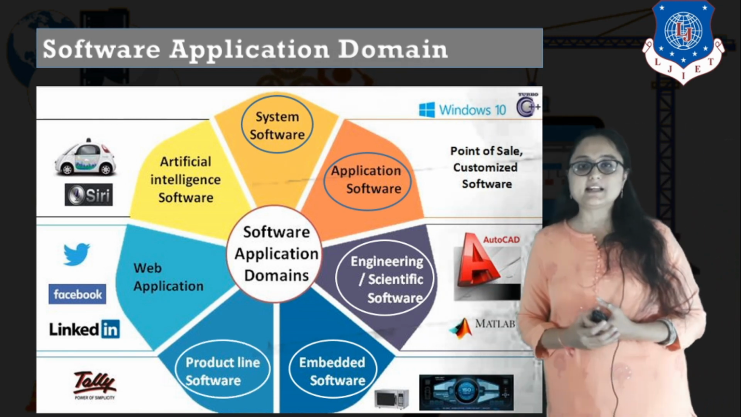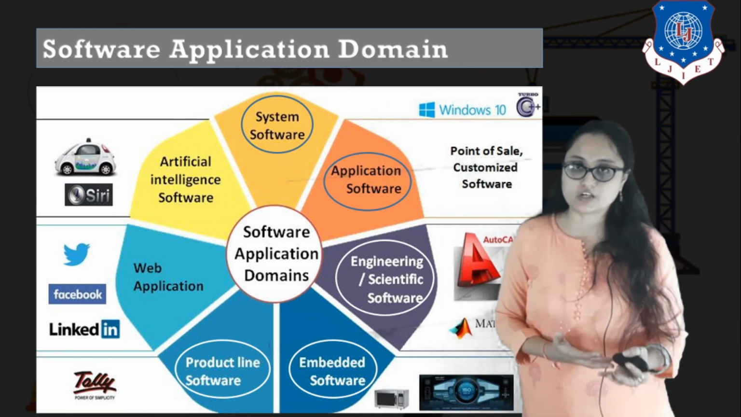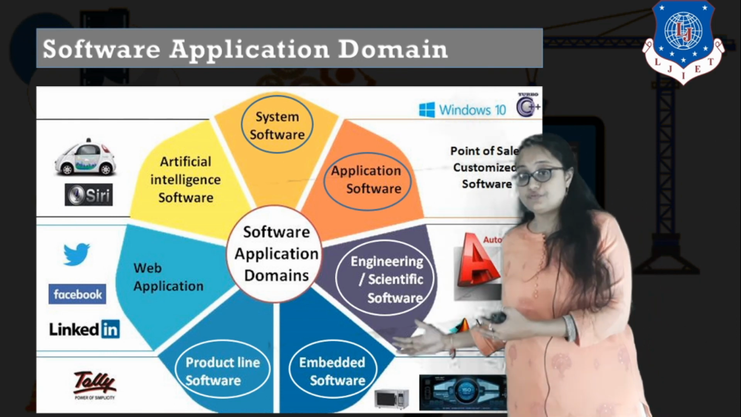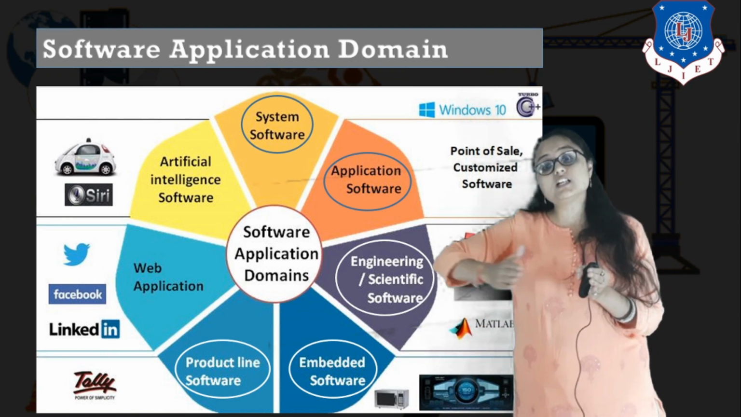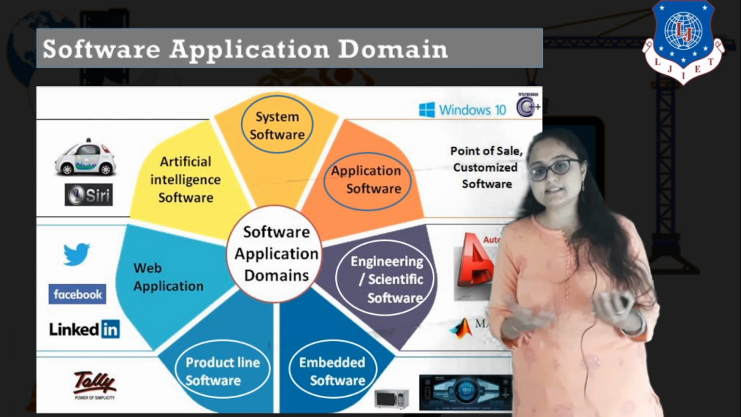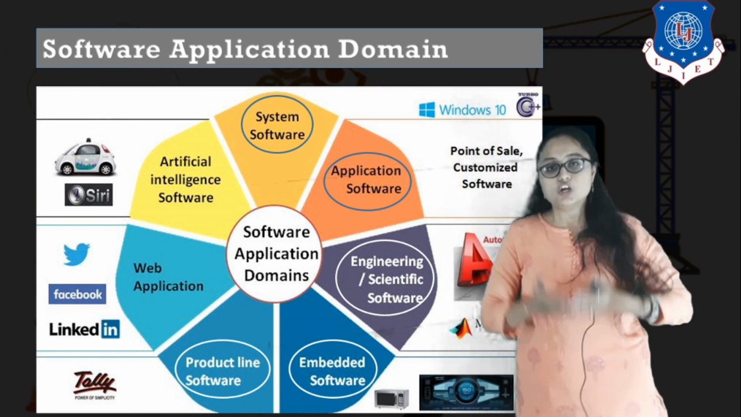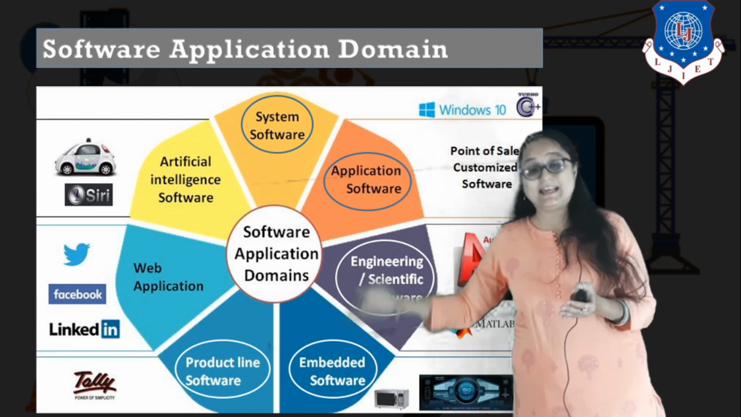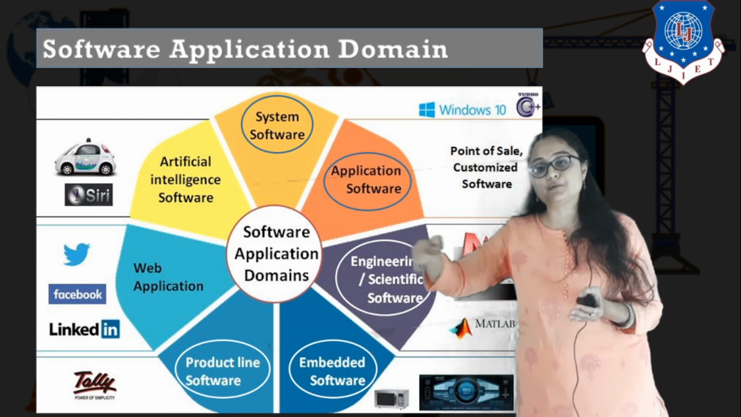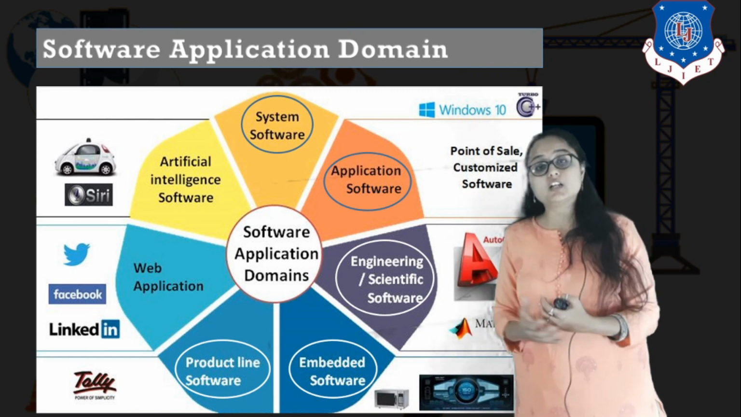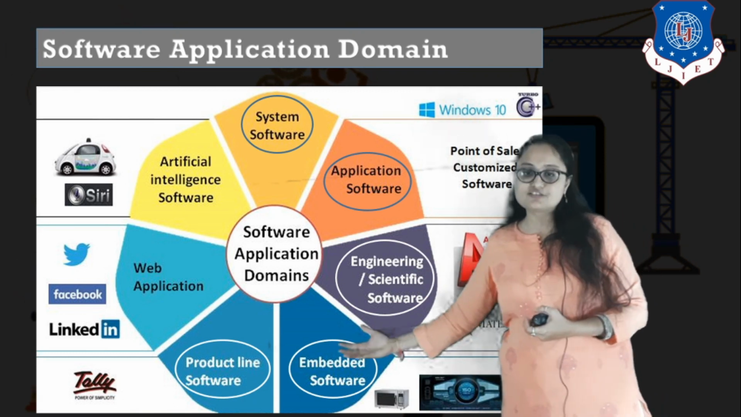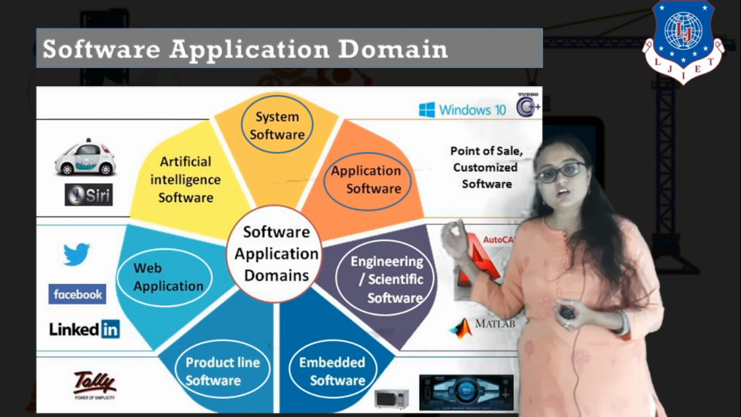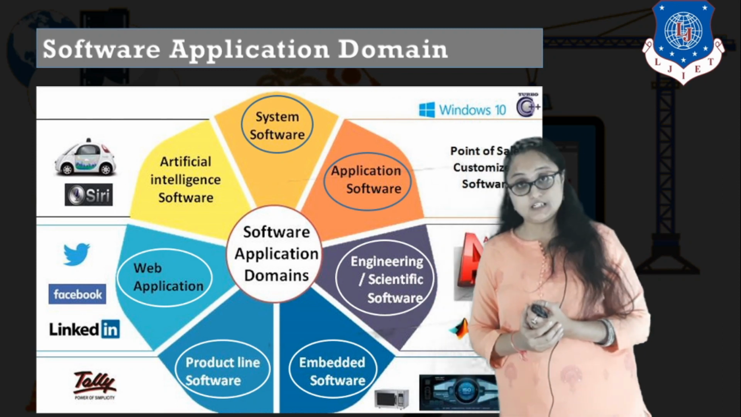The next software category is product line software. It means there is a particular company dedicated to such software and they are producing a whole set of products, right? For example, Microsoft Word, right? There is a whole lot of products: Microsoft Word, PowerPoint, Excel, etc. These are all different products produced by Microsoft, and that category of software is known as product line software.